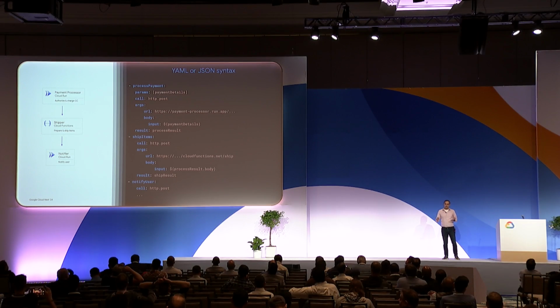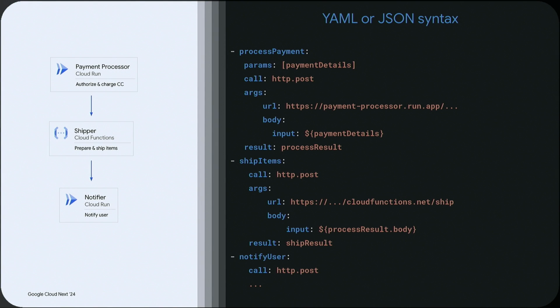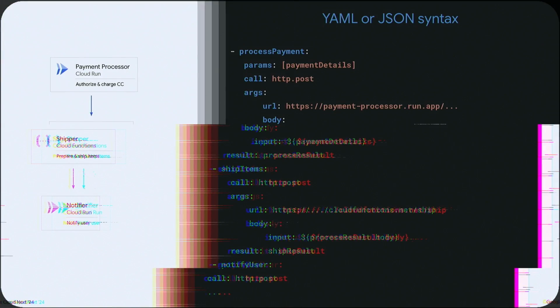Now, how do you do that? Well, there's a YAML or JSON syntax that you can use. So for example, if you have 3 services like payment processor, shipper, and notifier running on different places like Cloud Run or Cloud Functions, you define steps. So the process payment step, and then you define how to call that service, in this case, HTTP post. Then you also define what goes into the request. And then you capture the result in process result, right? So that's step number 1.